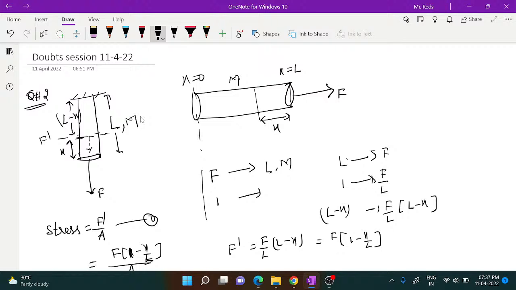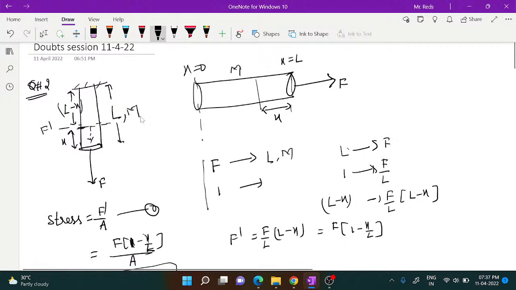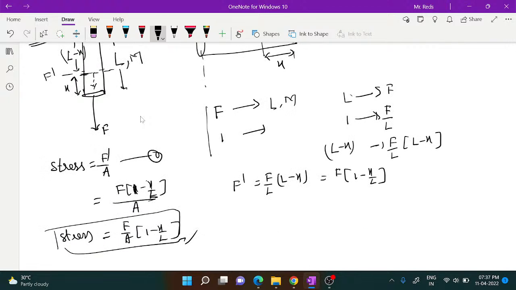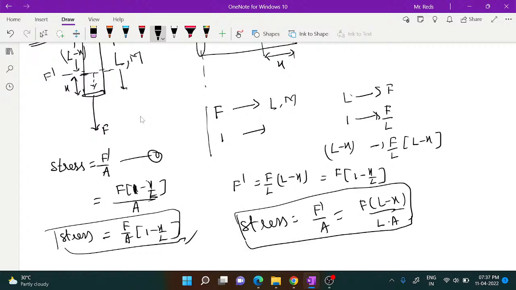F dash is equal to force on this length, that is force on unit length F by L into length of this part L minus x. Then stress is equal to F dash by A. F dash is this, so stress is F into L minus x by L into A. If this is in the options, you take this one, but this is not there in the options. A 1 minus x by L format is there if you look into the options.